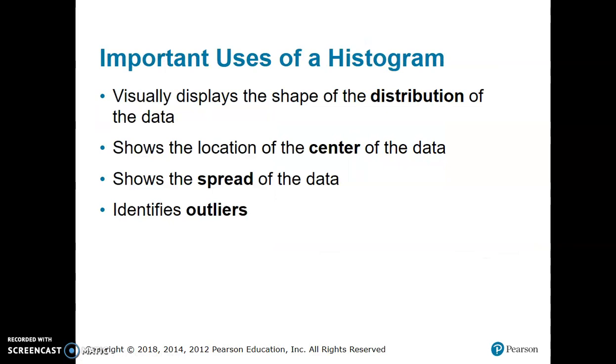Okay, so why do we want to know about histograms? They tell us the shape of the data, the distribution. Sometimes it helps us locate the center. It shows us the spread of the data, like how much it's spread out, if it's all close together or all spread out. And sometimes it helps us identify outliers. Outliers are data that really doesn't go with the rest of the data.